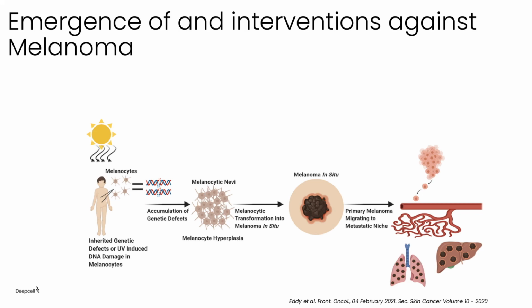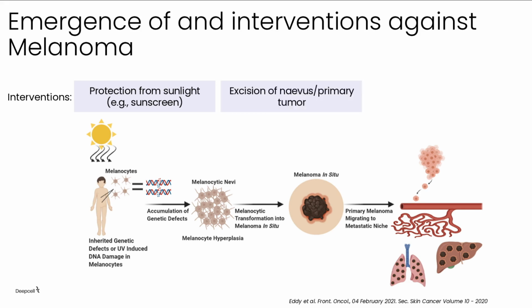So how can we prevent melanoma formation? The first line of defense is actually prevention. We can protect ourselves from sunlight, for example, using sunscreen, wearing protective clothing, or avoiding peak sun exposure times. A second line of defense is regularly checking moles for changes in morphology, and if there are suspicious moles, we can remove them. Removal of moles and primary tumors actually leads to a very high survival rate of patients.